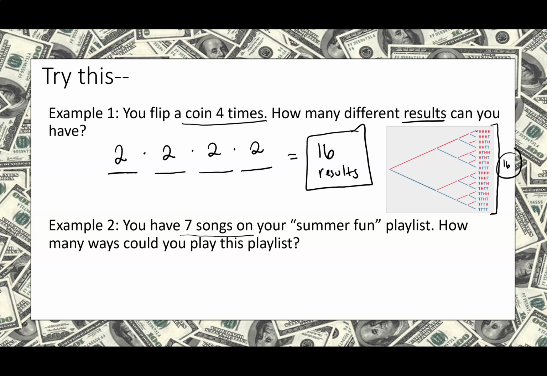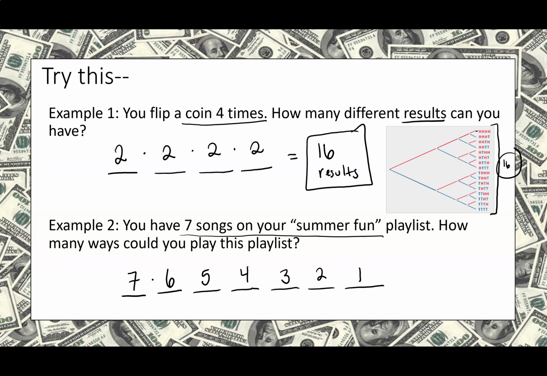All right, you have 7 songs on your summer fun playlist. How many ways could you arrange this playlist, or could you play this playlist? Well, how many slots do we have? We have 7. So 7 slots. And how many songs could you play for the first slot? Well, you could play 7 songs. But if you've chosen a song for the first slot, then you only have 6 songs left. Then you have 5 songs left. Then you've got 4. Then you've got 3. Then you've got 2. And then you've got 1.